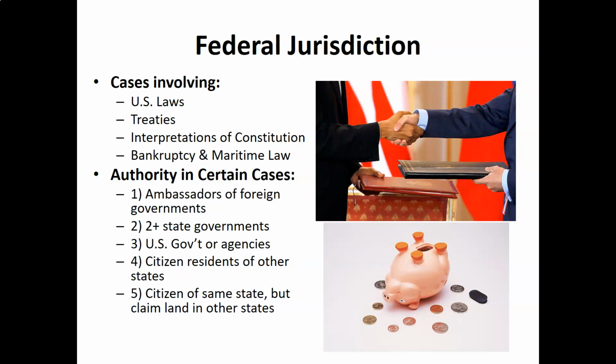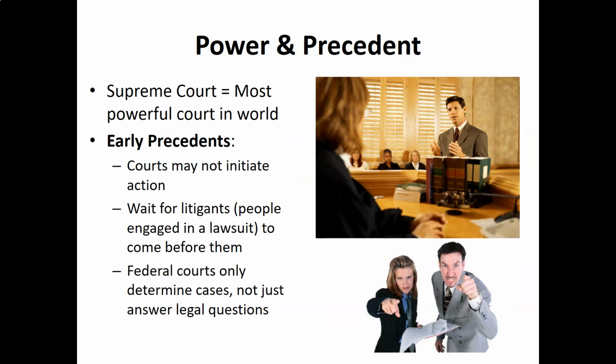It's also federal jurisdiction if you have citizen residents of other states being tried in other states. Just because you could, again, have a bias there between a citizen, let's say, that is from Michigan, but something happens in Ohio. That usually goes to federal jurisdiction. And then you also have it with citizens of the same state who claim land in other states, for the same reason.